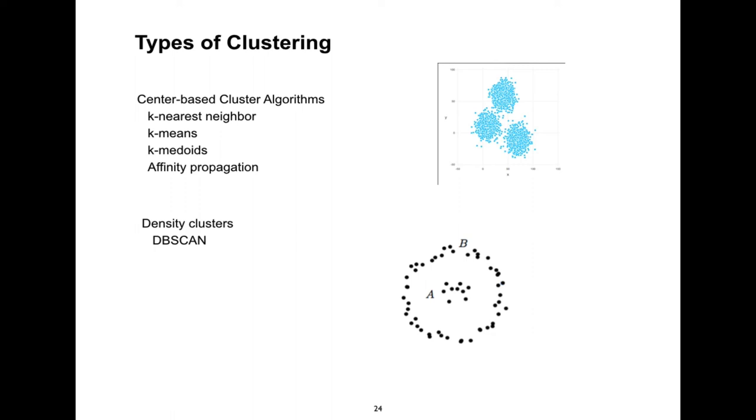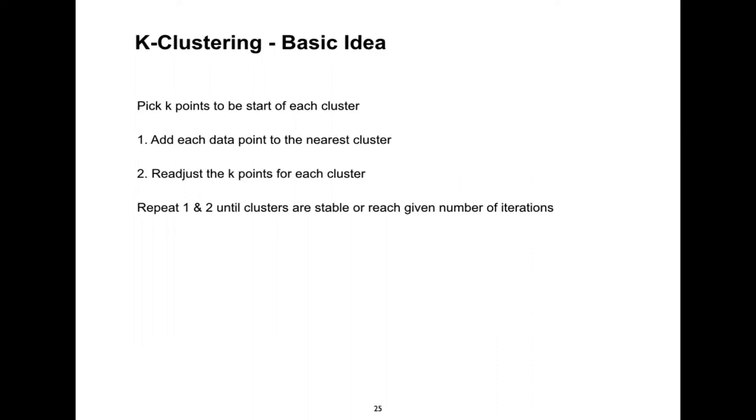So that's the overview. Now we can talk about clustering, but now we can talk about distance, right? So k-nearest neighbor, k-means, and DBSCAN are really common clustering algorithms. So k-clustering, the idea is very simple: you basically assume that there's going to be k clusters.